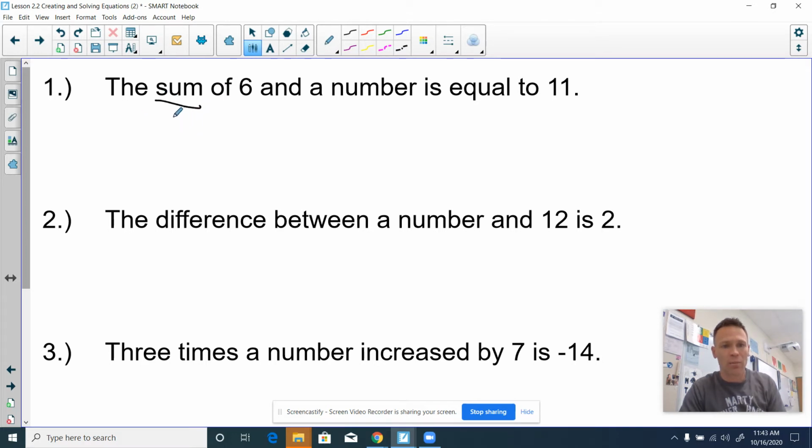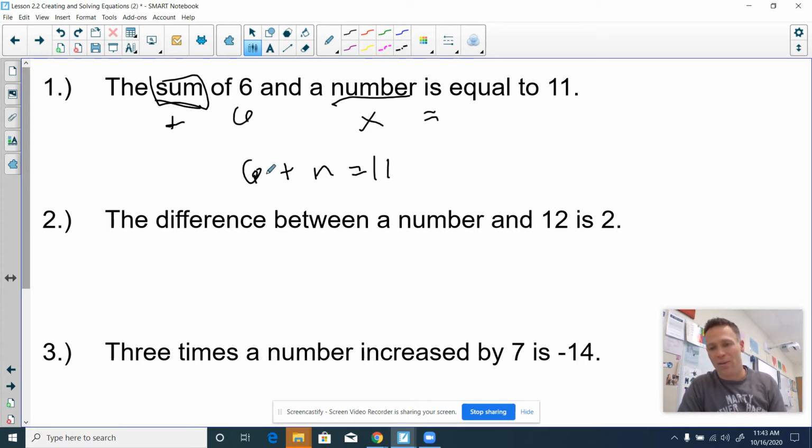So sum means addition, right? The sum of 6 and a number, so a number I'm going to translate to any variable, is equal to 11. All right, so what are we doing? We're taking 6 and a number, and we're putting it together in a sum. That's addition. So 6 plus a number is then equal to 11. So there's my equation.